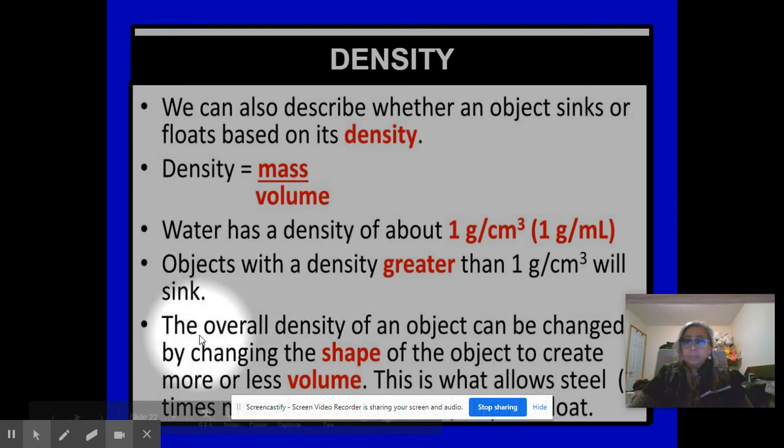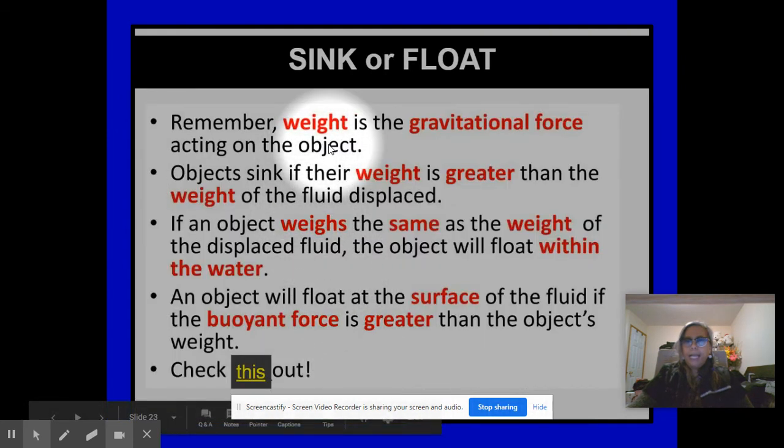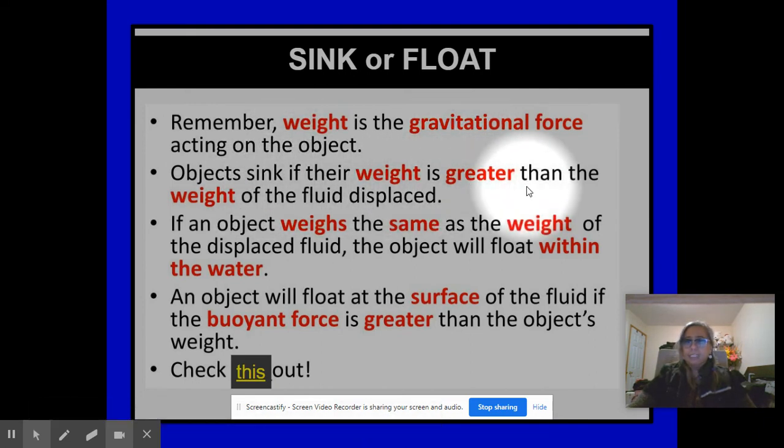Now, the overall density of an object can be changed by changing the shape of the object to create more or less volume. Now, remember, weight is the gravitational force acting on the object. Objects sink if their weight is greater than the weight of the fluid displaced. If an object weighs the same as the weight of the displaced fluid, the object will float within the water. So an object will float at the surface of the fluid if the buoyant force is greater than the object's weight. Okay.